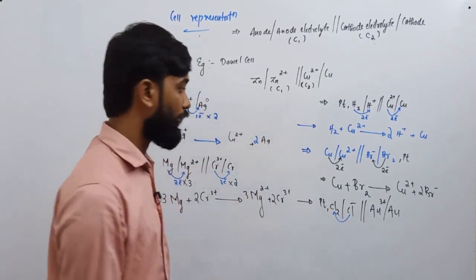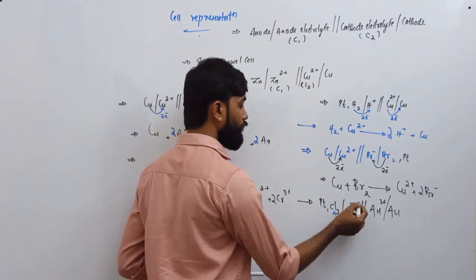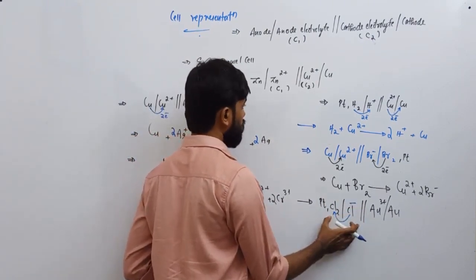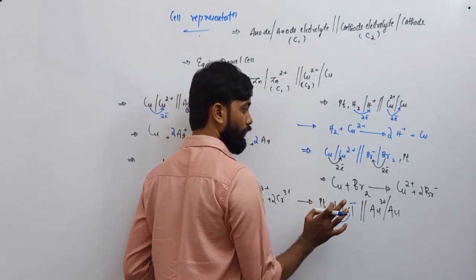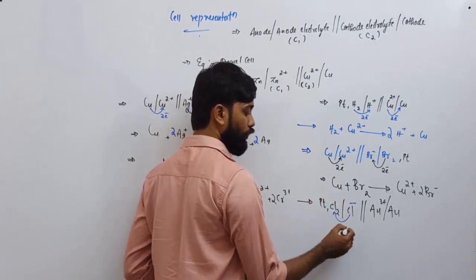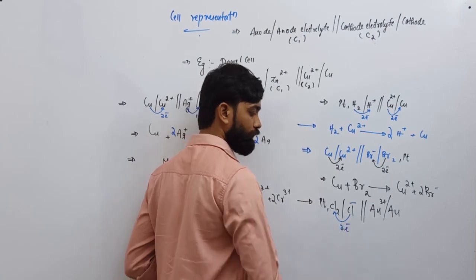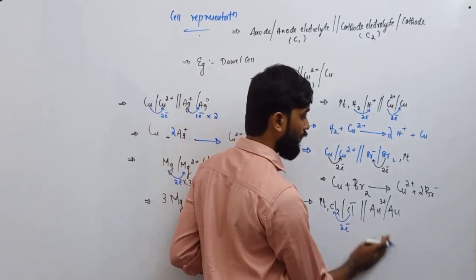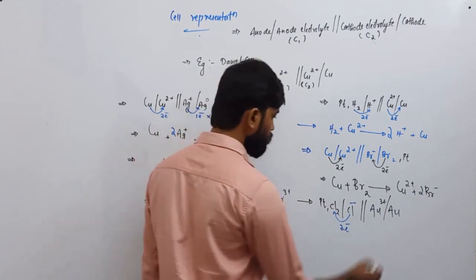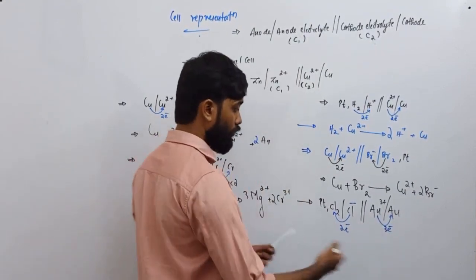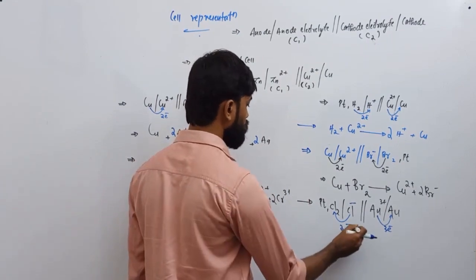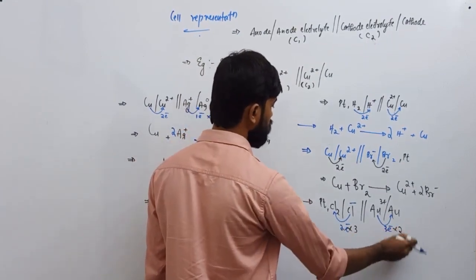Cl minus loses an electron to become Cl2, because this is the anode, losing of electron, right? If Cl minus loses 1 electron, then it becomes Cl0. But here it is Cl2, so there will be a 2 electron loss. Okay. What about the gain of gold? Gold gains 3 electrons per gold. So you have to make it the same. So this with the 3 and this with the 2.